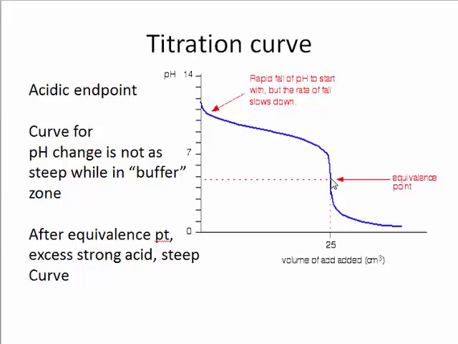After the equivalence point, we're adding excess strong acid, and once again we see a steep curve that flattens out. Or we would see that, and we would see calculations to support that if we made the appropriate dilution strong acid calculations.